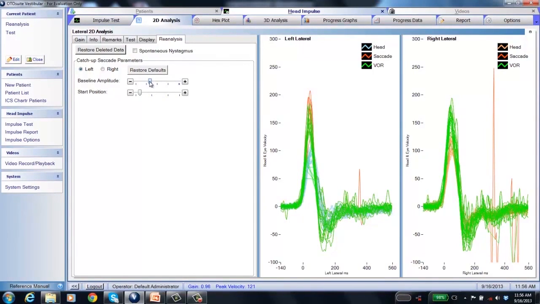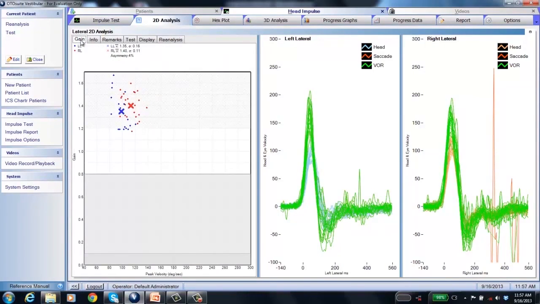So what I can do is I'm going to slide it to the right, adjust this slider until all of those peaks turn green. If I go the opposite direction, if I thought these were all catch-up saccades, then I would adjust to the left and make the peaks turn red. But if I'm saying, you know what, I don't think these are catch-up saccades, then I can adjust these. And then I go back to my gain graph, and all of the gains are high. Okay? So it'll automatically recalculate your gains for you.